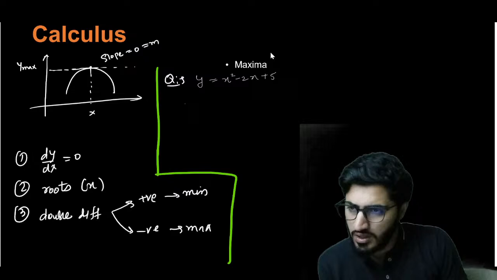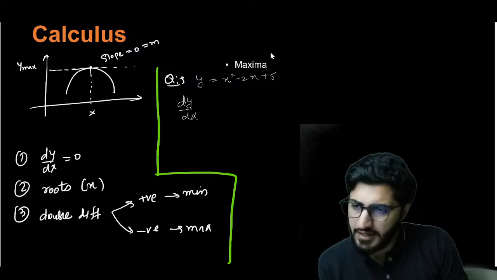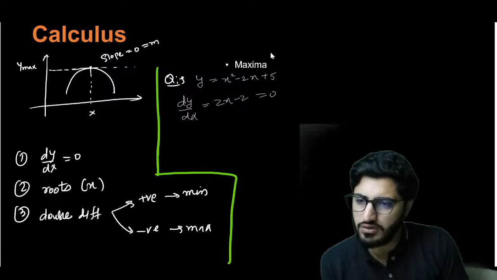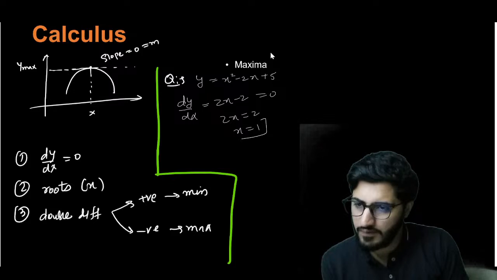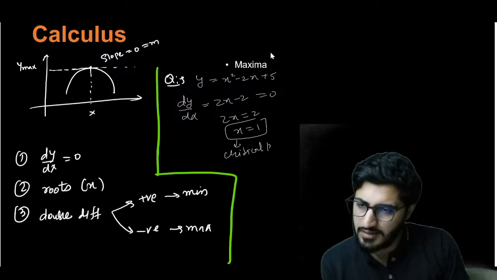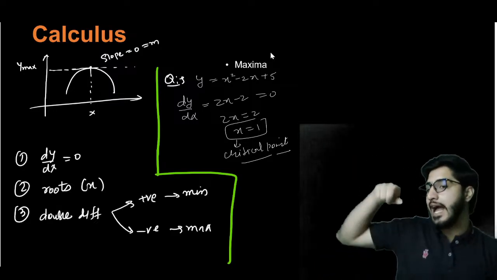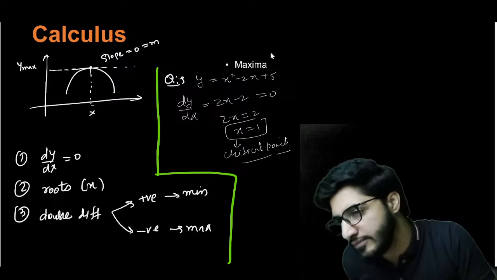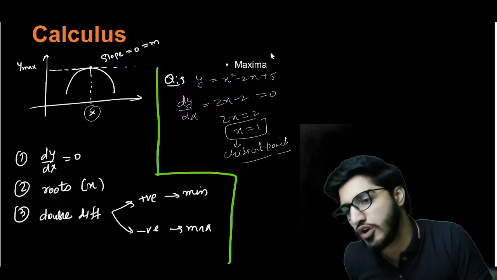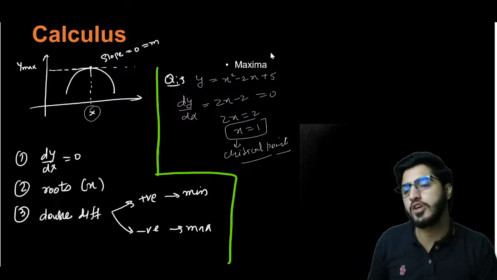So what can we do now? Take dy by dx. I think it will become 2x minus 2 only, and place it equal to 0. So my 2x will become 2, and x will become 1 only. So this x is a critical point. This point is known as the critical point. Now we need to check whether at this particular x the curve is at maxima or minima. Okay, we have to find it out.